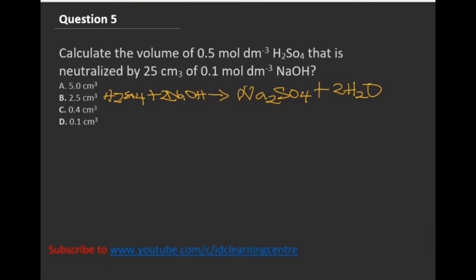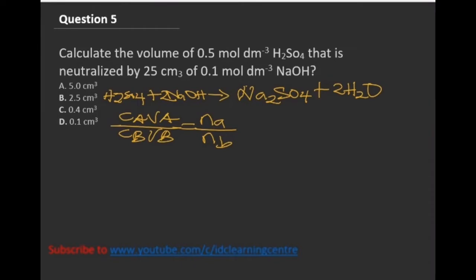So to solve further, we are going to use the formula CAVA over CBVB, which is equal to NA over NB. So our CA stands for concentration of acid, VA stands for volume of acid, and CB stands for concentration of base, and VB stands for volume of base. Our NA is number of acid, NB is number of base.